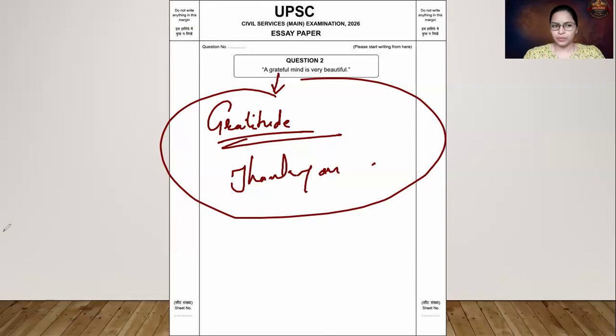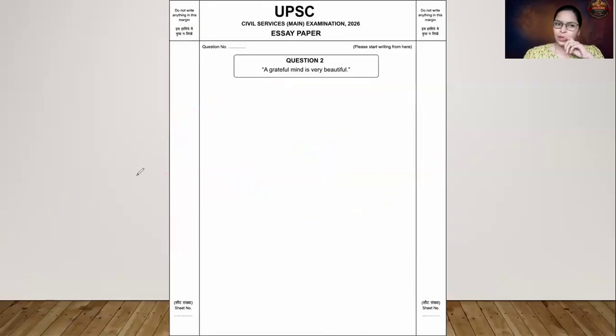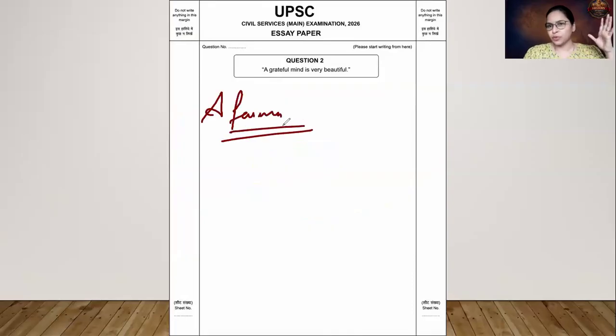Okay, so how can you begin this essay? You can give an example of a farmer. Okay, so a farmer is there who is waiting for rains. After months of drought, he is just waiting for that drop of rain to come.